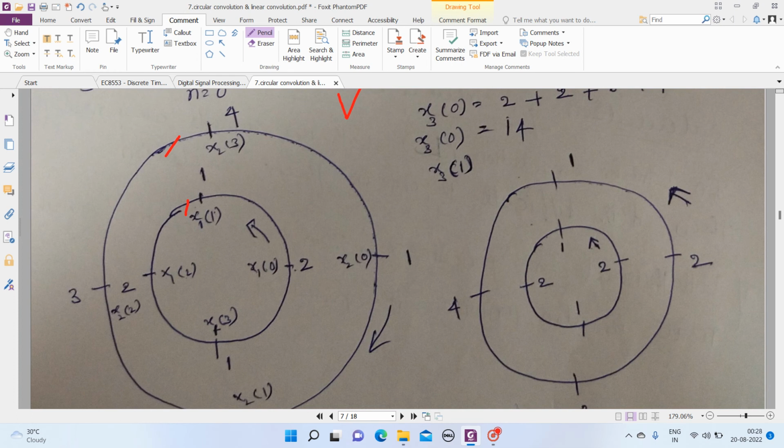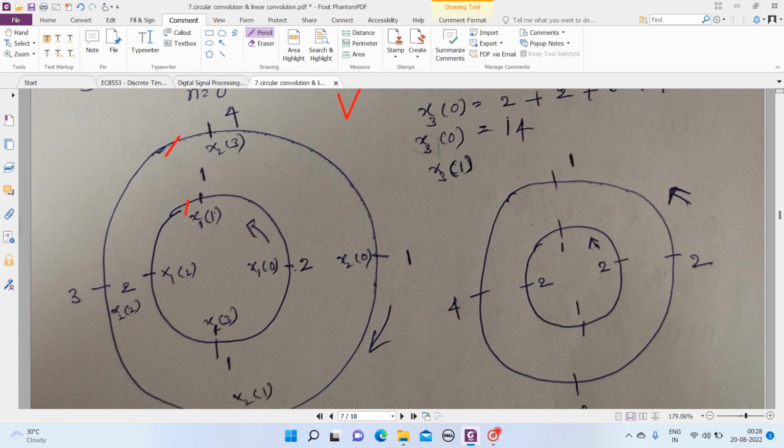There is no such type of conditions. You can represent anywhere. You can also represent x1 of 0 here or here or here. It is up to you, but some conditions you have to follow.